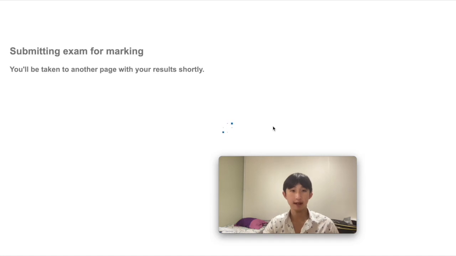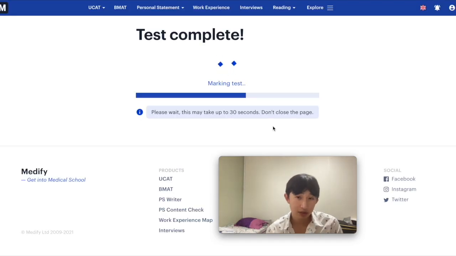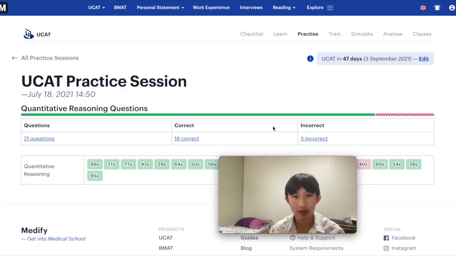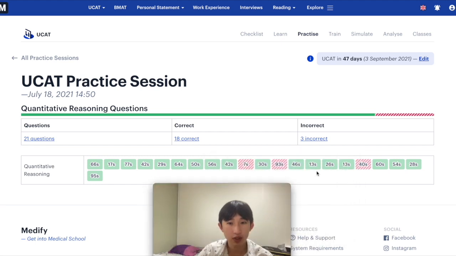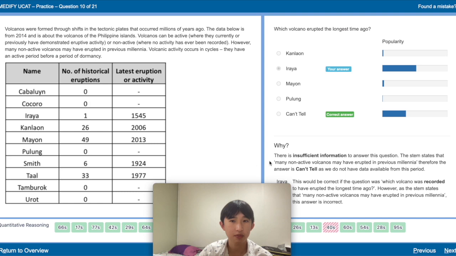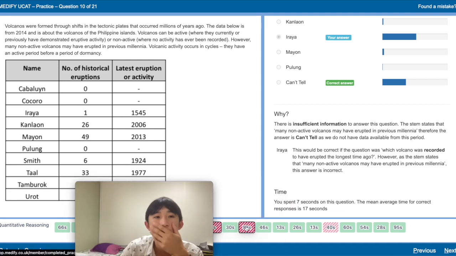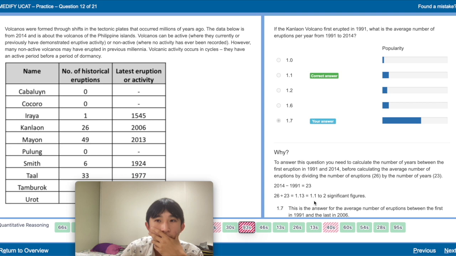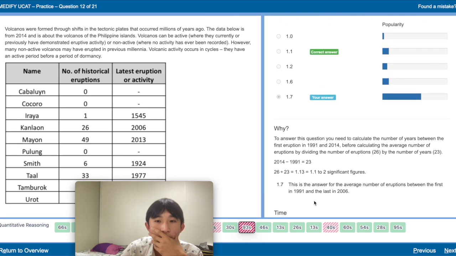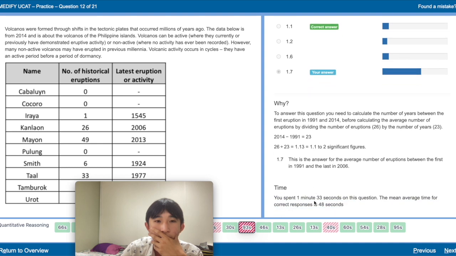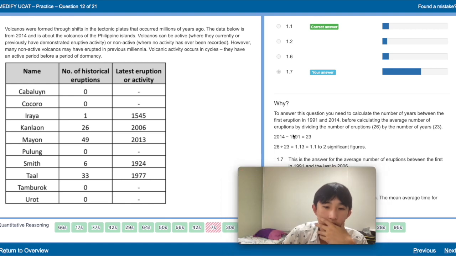See how my first attempt at quantitative reasoning goes, non-timed. So I had more time than I needed. That's pretty good so far for my first attempt. For incorrect answers. Okay. Which volcano? Can't tell. Fair enough, that's a tricky question. Of course, I did the wrong calculation there.